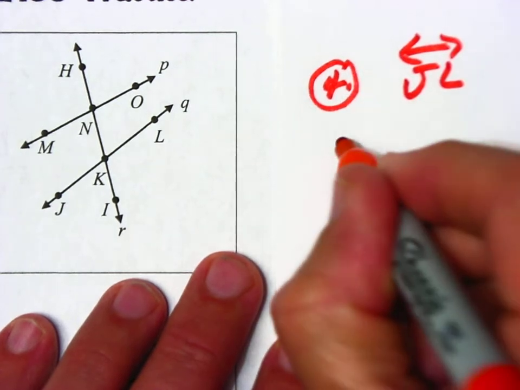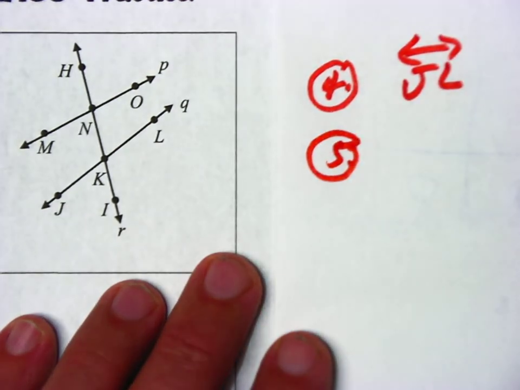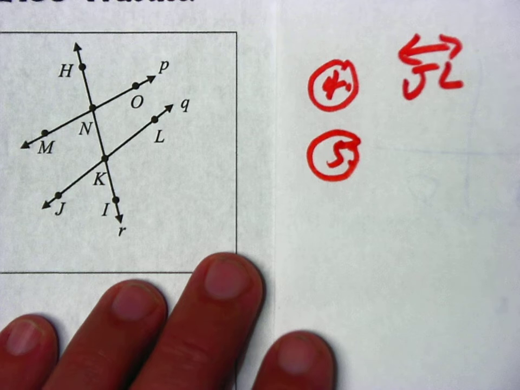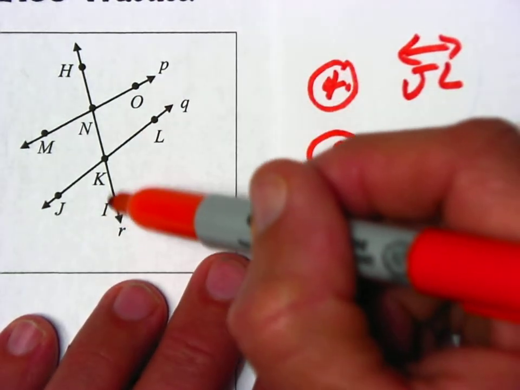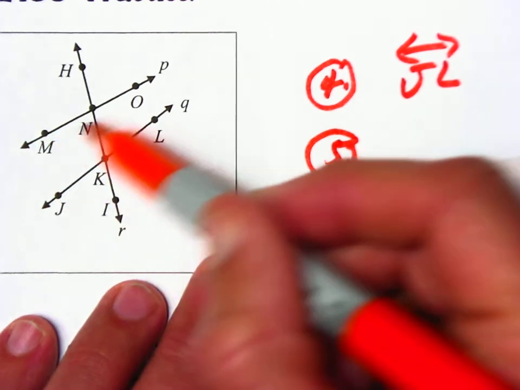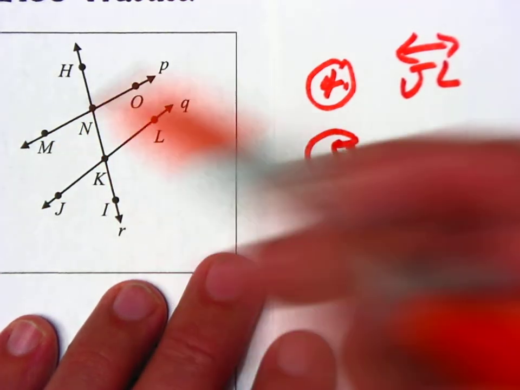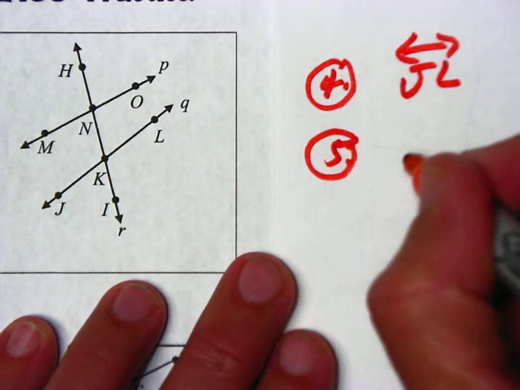Finally, question number 5. The intersection of lines P and R. So here we go. Here is line R, here is line P, and then they intersect here at N. So that last one would be N.